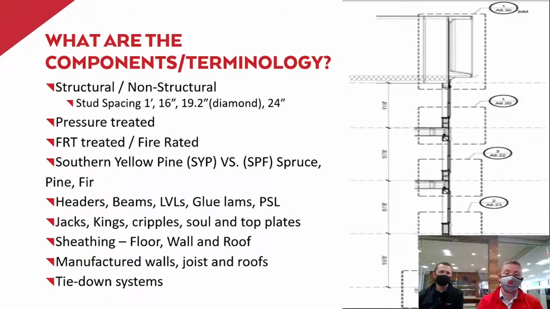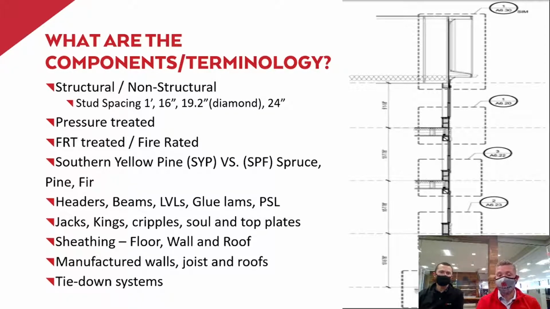Non-structural are generally your interior partitions. Just because it's interior does not mean it's non-structural, but the filler walls that create the rooms a lot of times are non-structural. And most plans are very clear on what is structural and what is not. Stud spacing that you're going to see generally is going to be 1 foot, 16 inches, 19.2, commonly referred to as diamond framing, or 24-inch on center. 24-inch on center you will only see on non-structural walls.